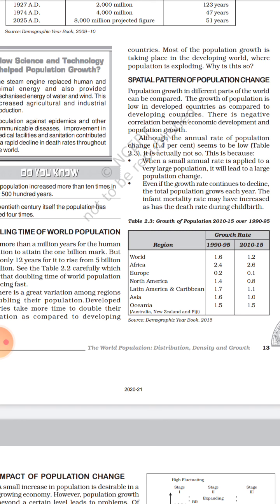It means there is a slight decline in population change, while Africa is still growing at a good pace compared to other continents of the world, that is 2.6%. Europe and North America are growing at 0.1 and 0.8%, so it is quite low. There are various factors which influence the population change.